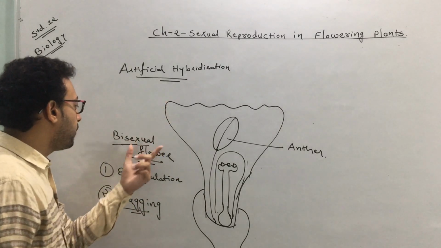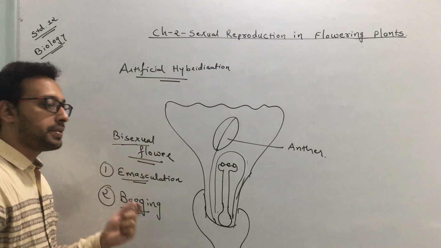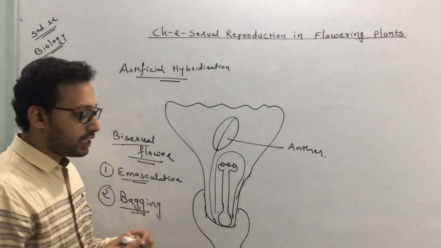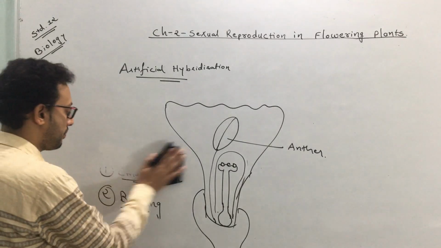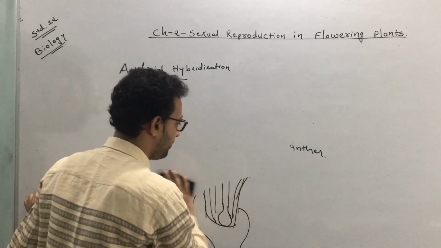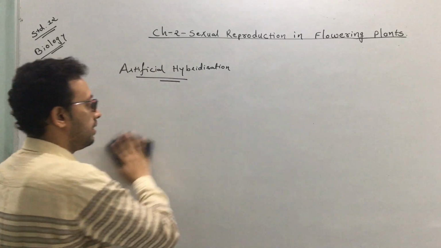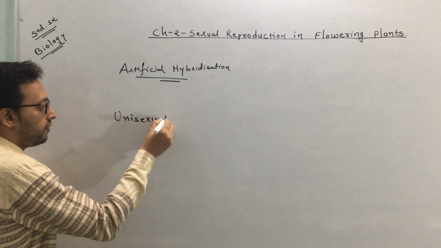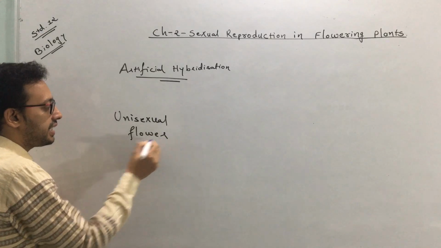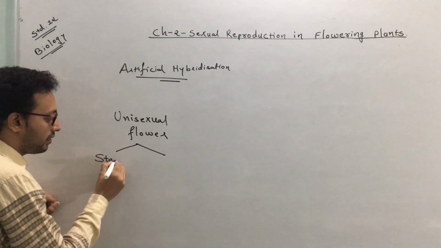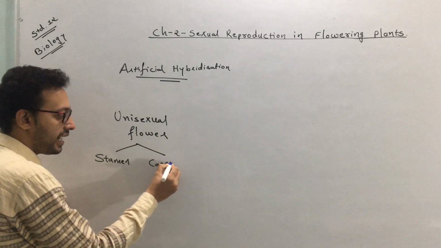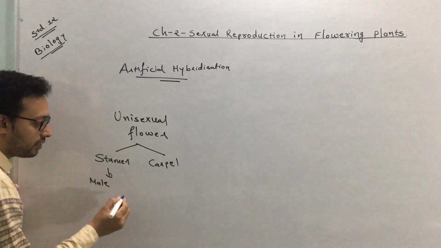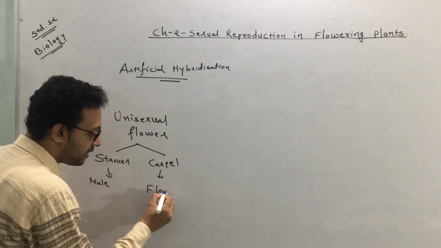So in bisexual flowers, two techniques are performed for artificial hybridization: emasculation, and the second one is bagging. Now what do we perform in unisexual flowers? Now it is the turn of the unisexual flower. You know the unisexual flower? A unisexual flower possesses either stamen or carpel, so either of these organs is present. If it possesses stamen, we consider it a male flower. If it possesses carpel, we call it a female flower.